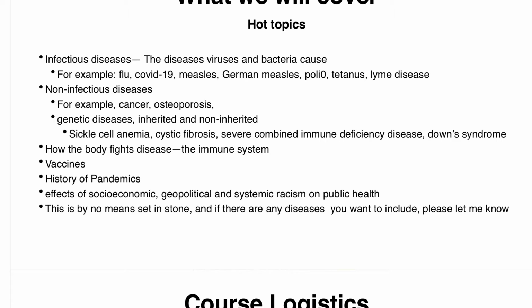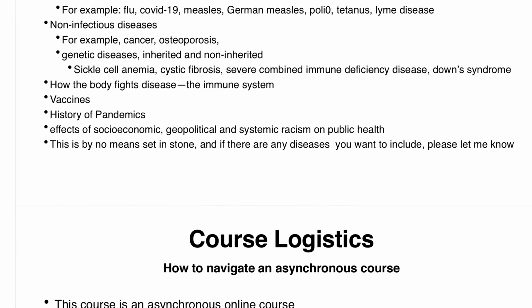We'll start off with looking at a history of pandemics, and then we'll go into the immune system, and then we'll start talking about viral diseases and the development of vaccines. And we're also going to bring in some diversity and inclusion in this class and look at the effects of socioeconomic, geopolitical, and systemic racism on public health and how we are fighting these worldwide pandemics. And this is by no means set in stone. Even the order is going to change. If there are any diseases you want to include or study, please let me know, and I will find a way to work it into the curriculum.